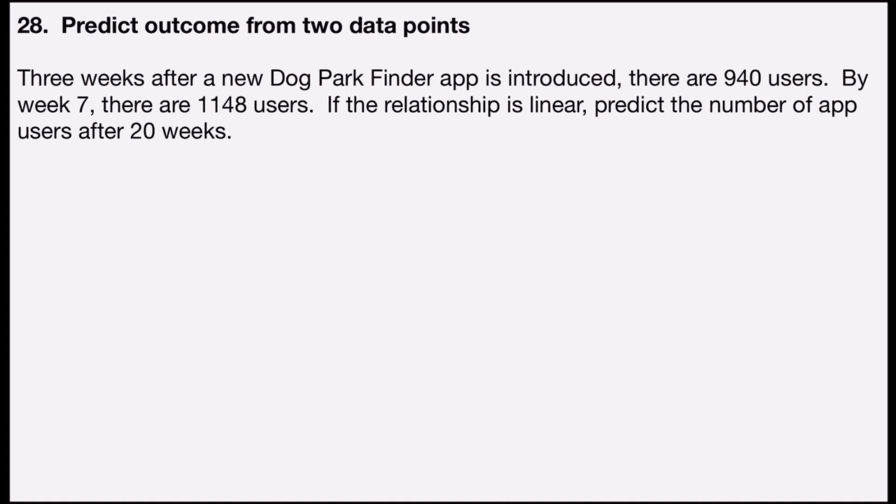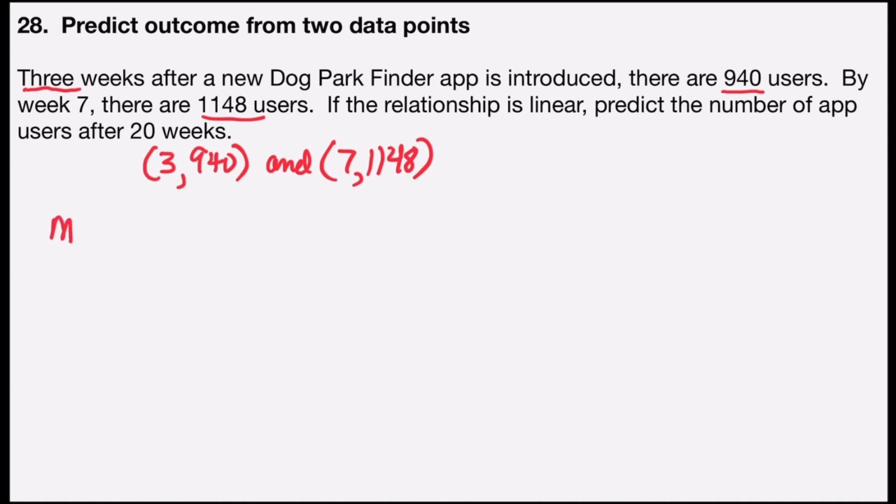So we're going to follow the same process. We're given 2 points in this problem as well. 3 weeks after the dog park finder app is introduced, there's 940 users. So our x is 3 weeks and our y is 940. The second point says after week 7, so x is 7, and y is 1,148.